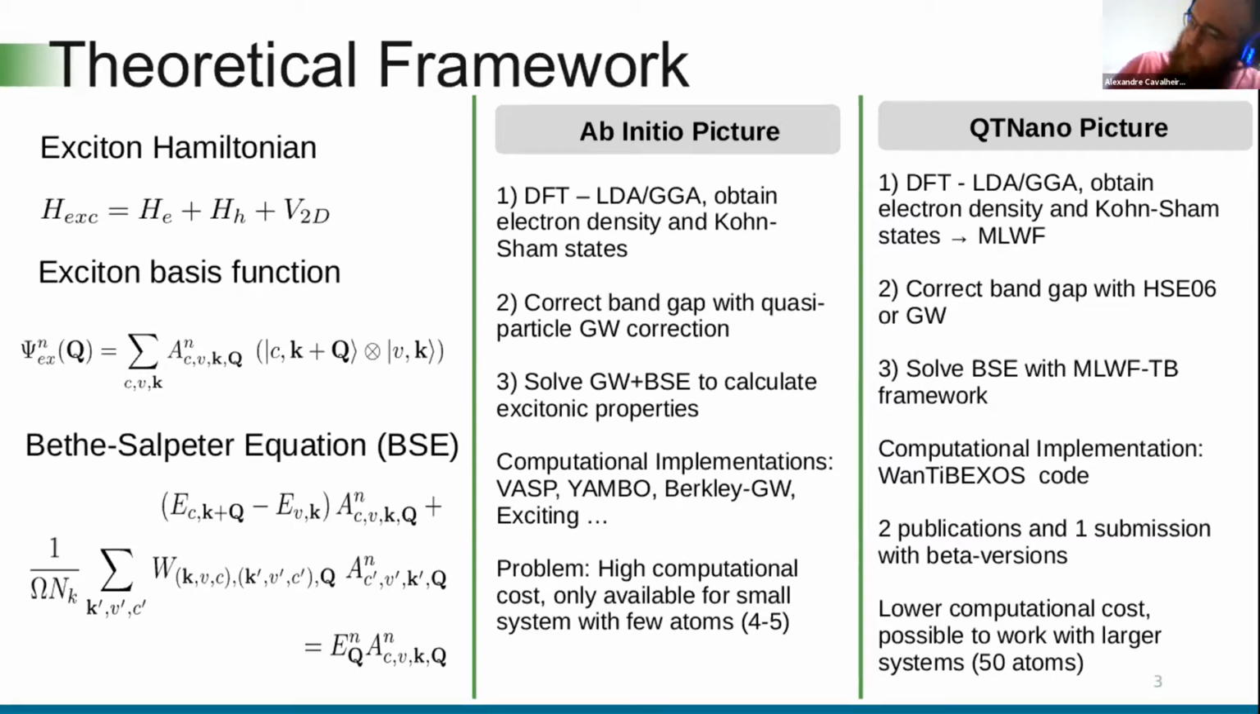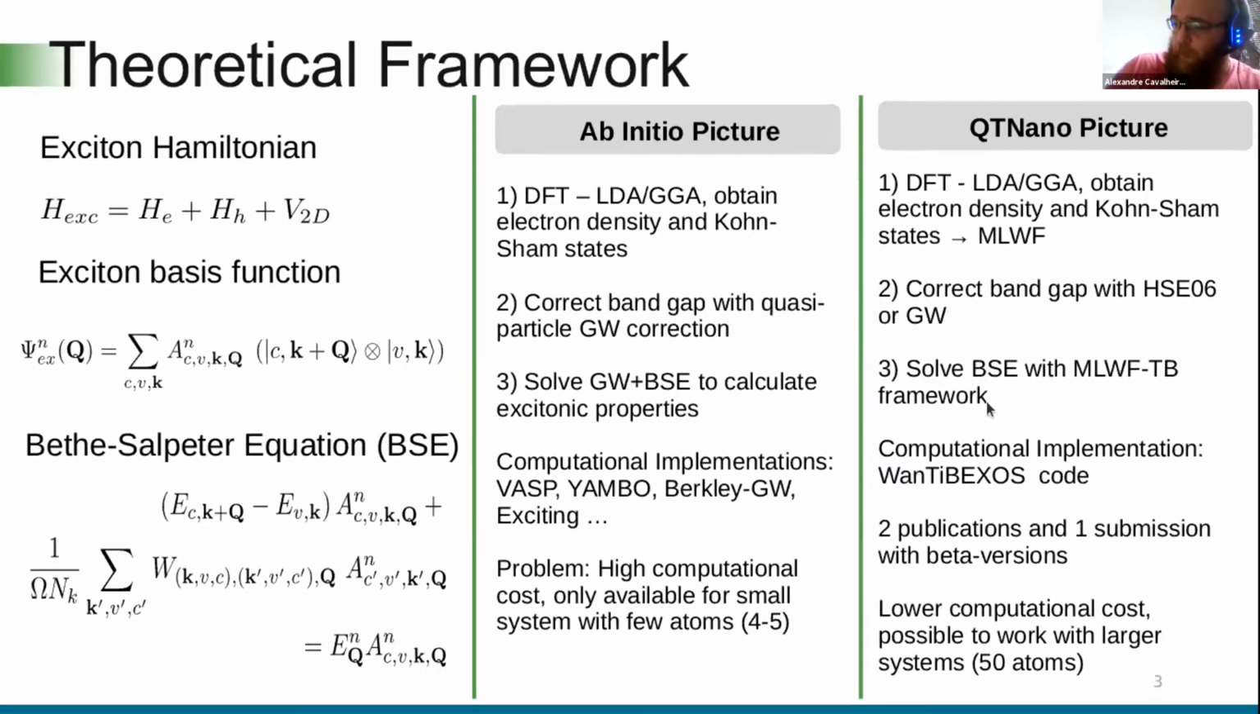This was done using the software called Wannier90. It will deliver some Hamiltonian that we can use instead of getting the states from density functional theory. In this description, we can solve the same Bethe-Salpeter equation, but it's easier to solve, and the computational cost is lower.